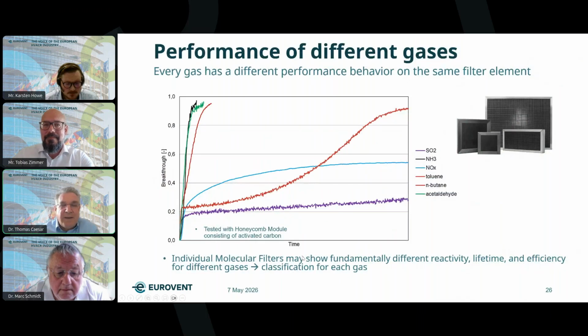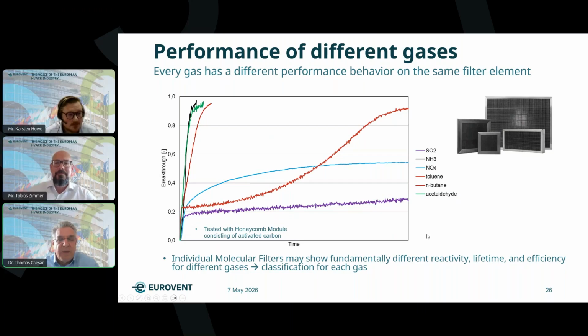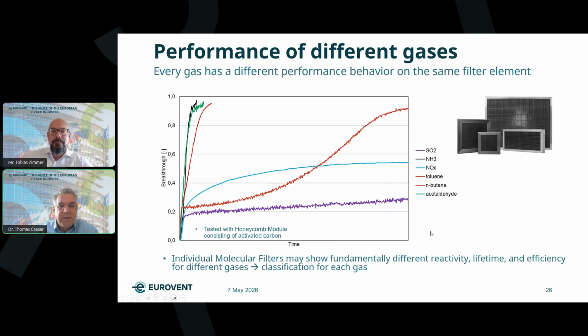So, as we have already heard, different filters can have different efficiencies and lifetimes for various different gases. Here's one example of a honeycomb activated carbon filter. You can see for different gases how different the efficiency and also the capacity of the filters can be. What you see here is basically applying a constant gas concentration as given in the ISO standard, and measuring the breakthrough over the time of application.